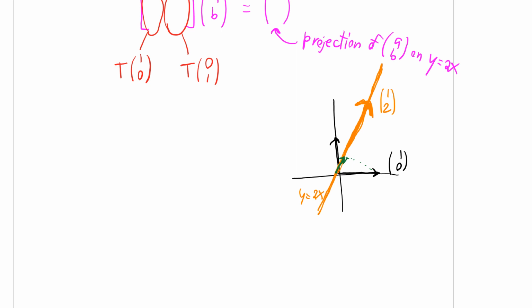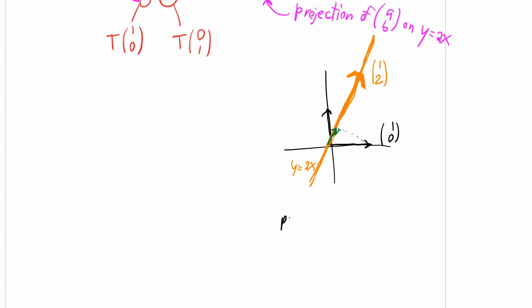Whatever the projection of this guy onto (1, 2) is, it's going to be the value of my green thing. So if you don't remember, the formula for the projection, if I want to project a vector v onto a vector u, is actually just going to be v dot u over the size of u squared, times u.